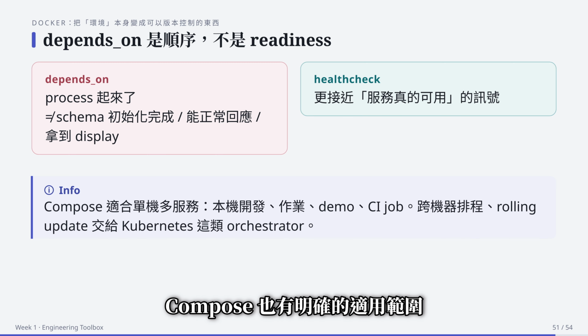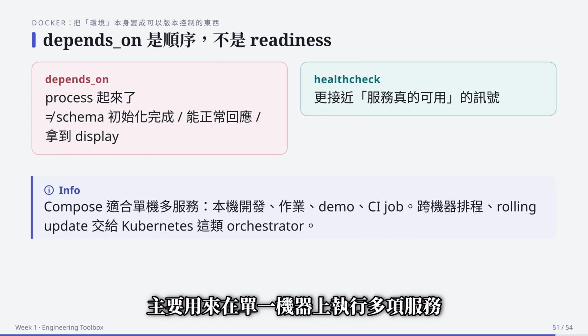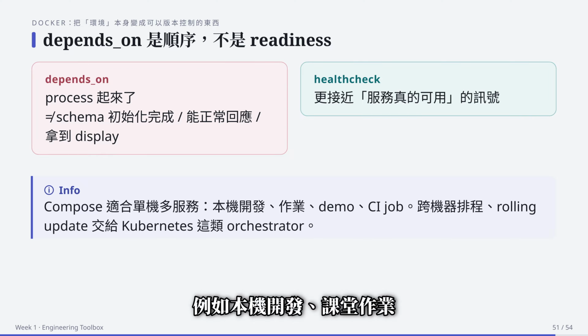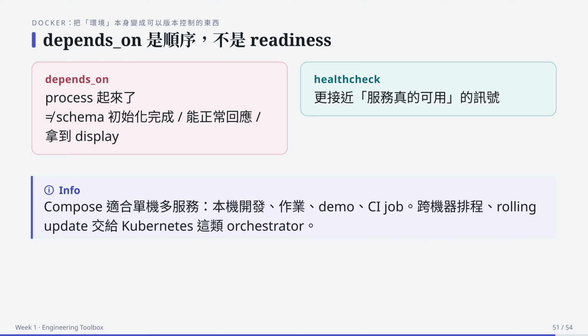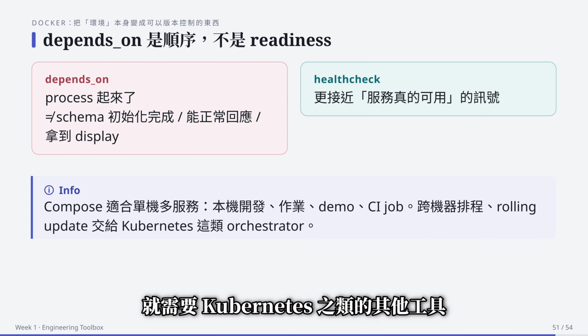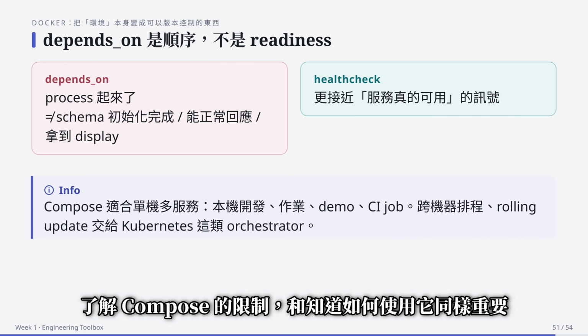Compose also has a defined scope. It's designed primarily for running multiple services on a single machine, such as during local development, a class assignment, a demo, or a CI job. Scheduling and rolling out services across multiple machines requires a different kind of tool, such as Kubernetes. Knowing the limits of Compose is as useful as knowing how to use it.